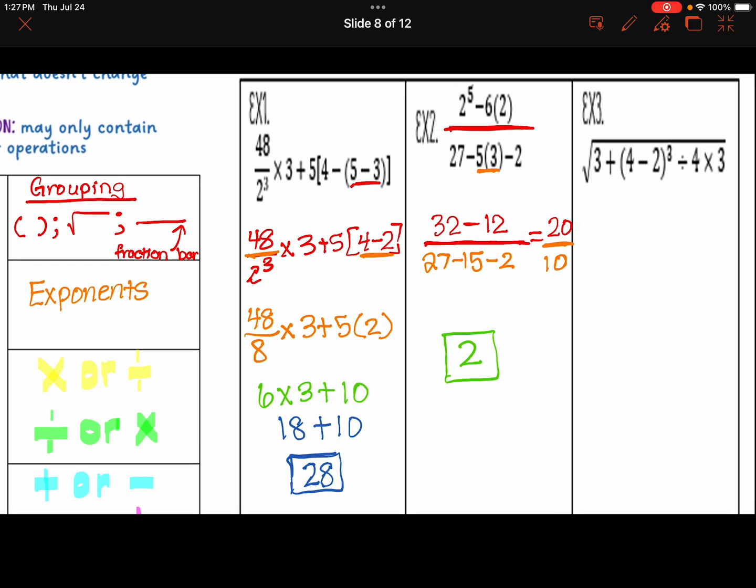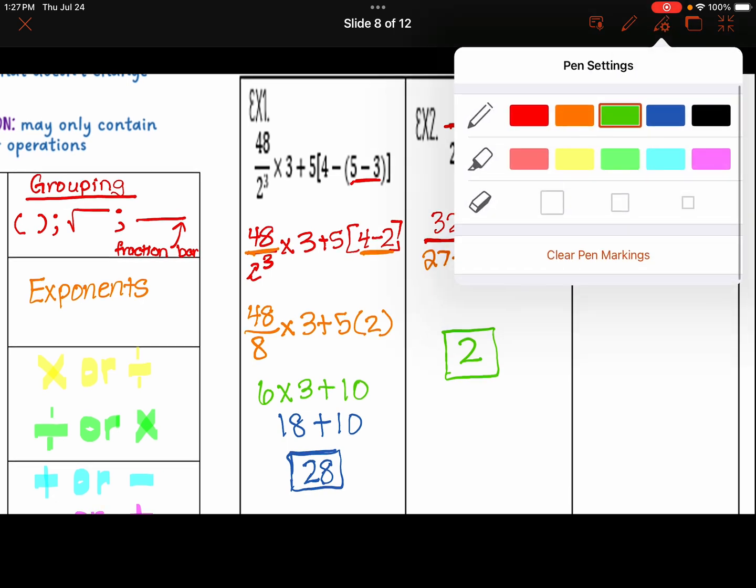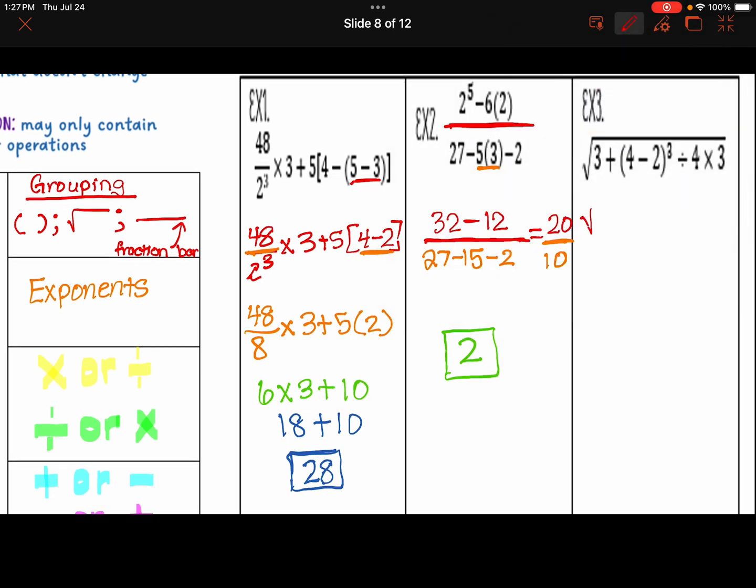All right, next one, I've got a big grouping symbol of a square root. Now, I'm not going to worry about the square root until what's underneath the square root symbol has been simplified. So the first thing I'm going to do is I'm going to come here to this parentheses. So I know I've got 3 plus 4 minus 2 is 2 cubed divided by 4 times 3.